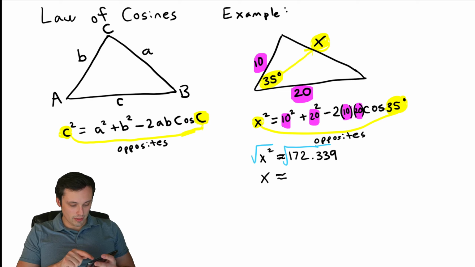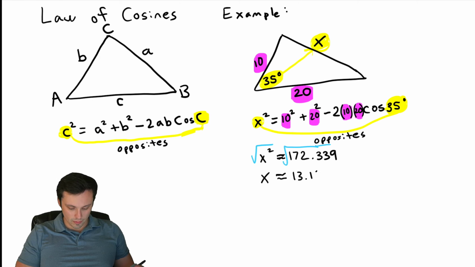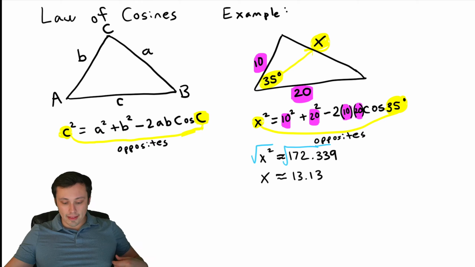I can't type things out, guys. I pressed the wrong button. 172.339 gets us about 13.13. Okay, that is the easiest method for the law of cosines.